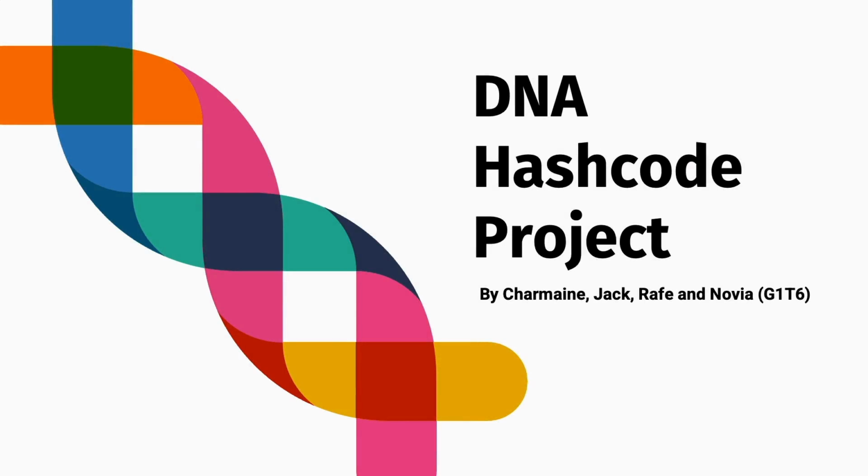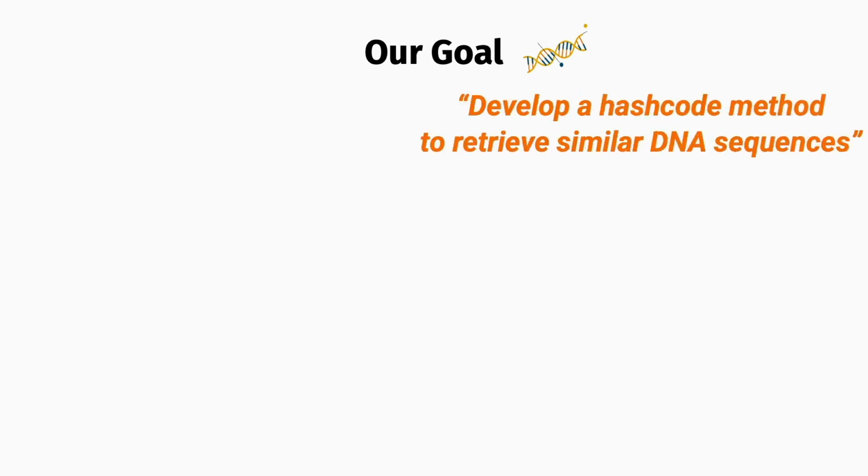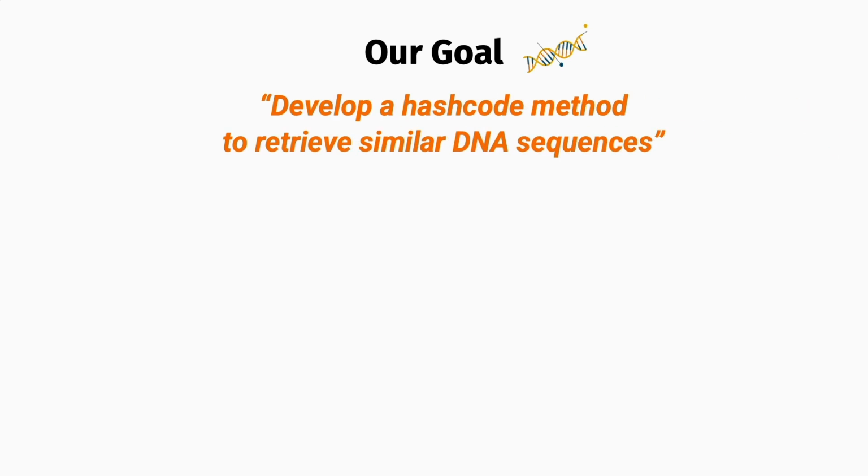This video will explain our algorithm that our team developed for the CS201 project. For this project, we are tasked to create a hashcode algorithm to put similar strings into the same basket. In our case, we are given 16 character strings that represent DNA sequences which consist of various combinations of the characters A, C, T, and G.